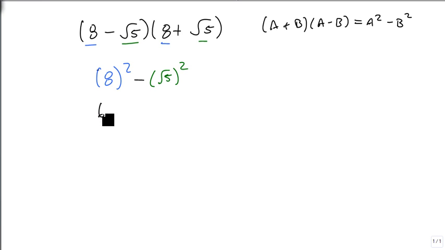So 8 squared is 64. Square root of 5 squared is 5, and 64 minus 5 is 59. And we get our answer.